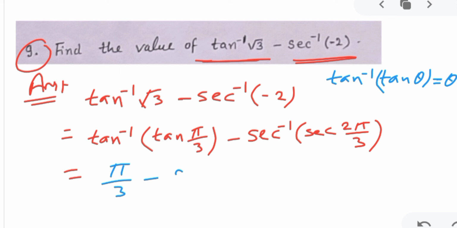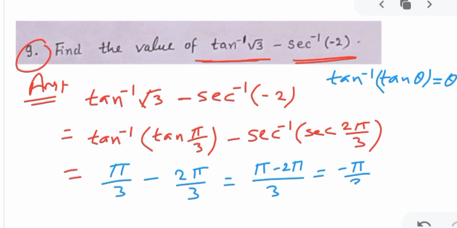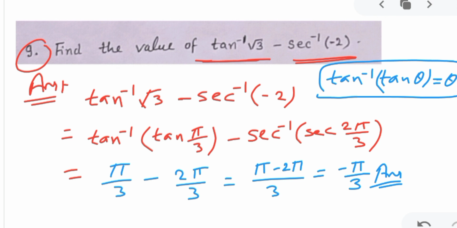So it means pi upon 3 minus 2 pi upon 3. Now you will calculate, 3 is the LCM, pi minus 2 pi. So pi minus 2 pi is nothing but minus pi divided by 3. This will be our answer. So I hope you understood. In case of any confusion you can ask in the comment box.